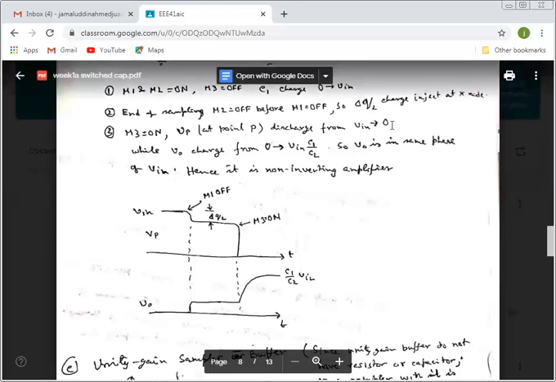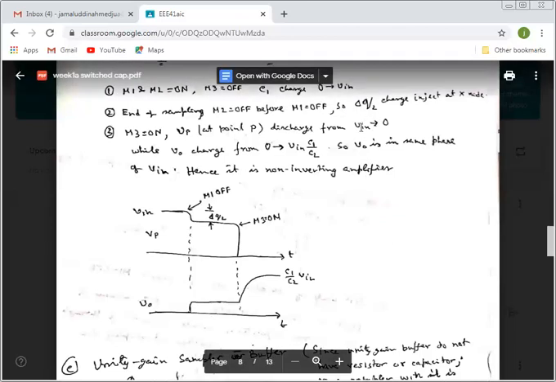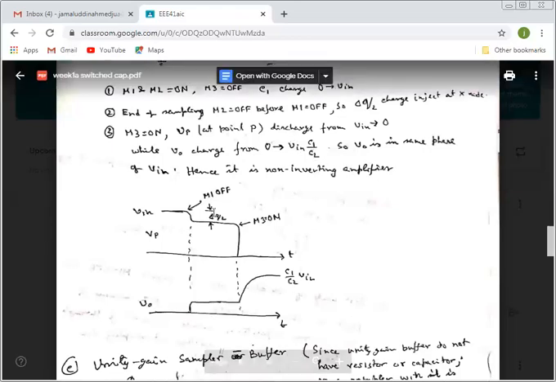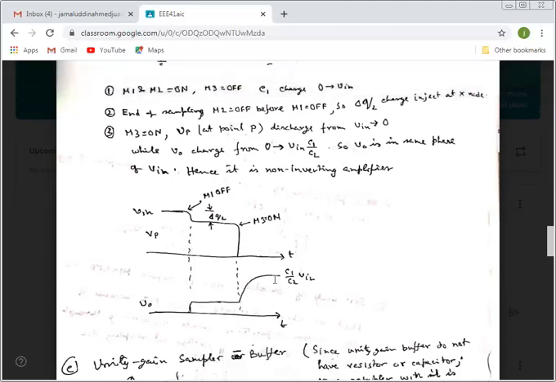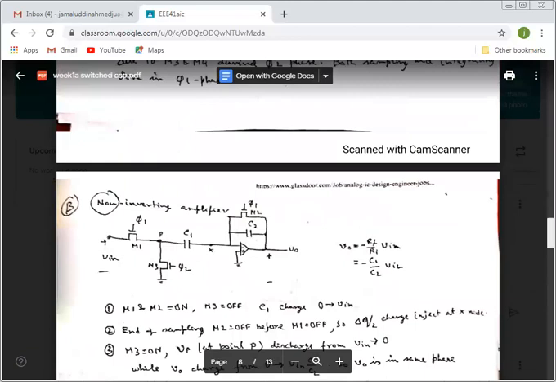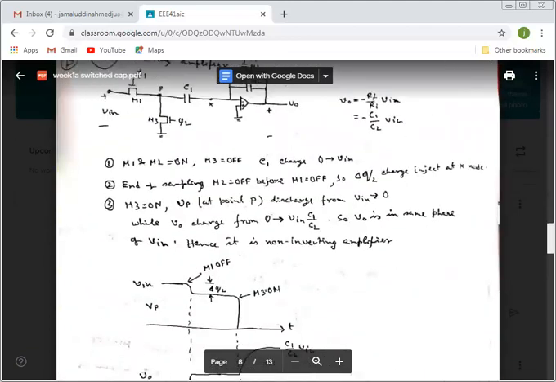And this topology is in inverting mode. Since P is going from Vin to 0, the Vout will go from 0 upward, so it will be increasing. As it is going down, it is increasing. So Vin is increasing, Vout is also increasing. That's why it is a non-inverting topology. This is a non-inverting amplifier.